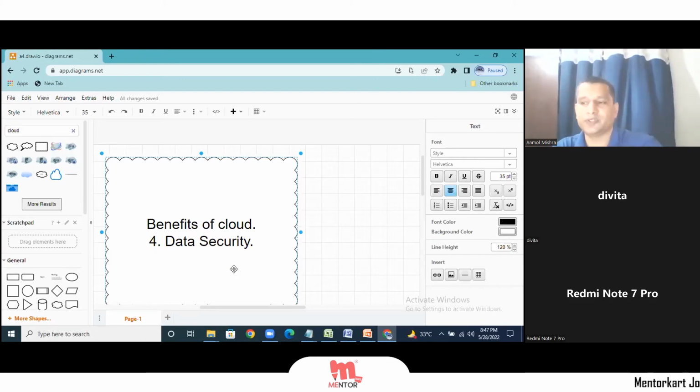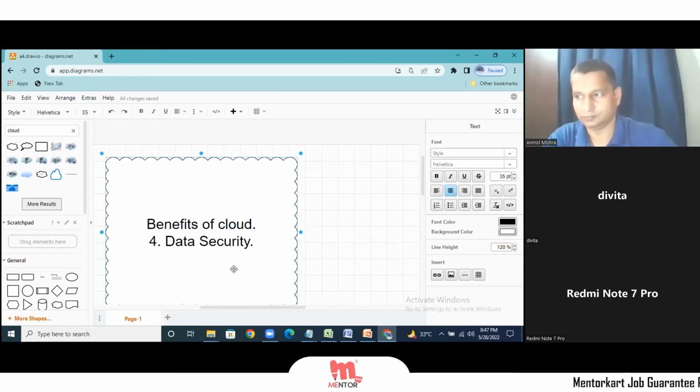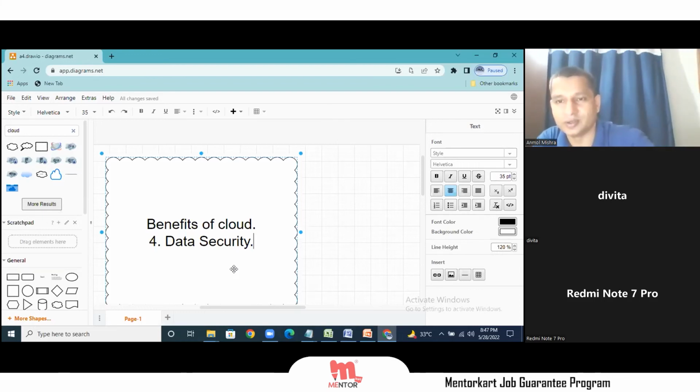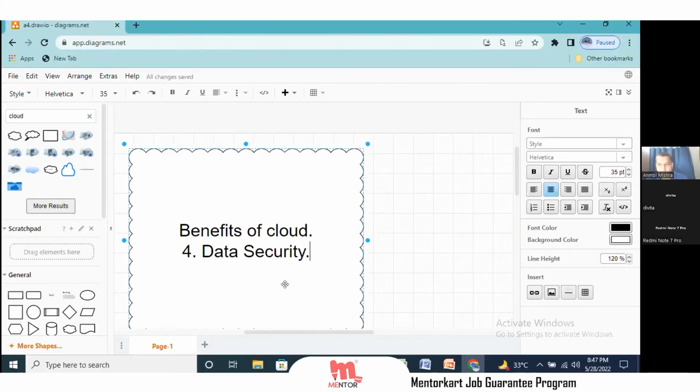What is the meaning of data security? It's a very important question. Data security: everyone is interested, every company management is interested. Privacy, security. What do you mean by data security? It's for data. That's the biggest, toughest question for an IT manager, data security.